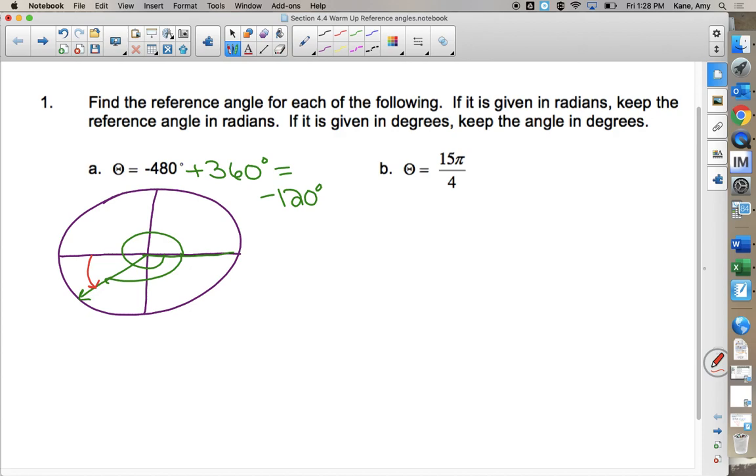So that reference angle takes us from the x-axis to the terminal side. And what would that reference angle be, Connor? 60 degrees. Yeah, so right here is 180. I went an extra 120 to go past my 360, and if I add 180 to it, you get a 60-degree reference angle. So the reference angle is 60 degrees.